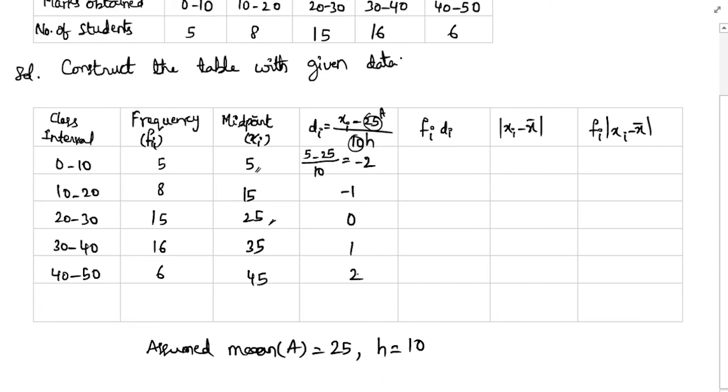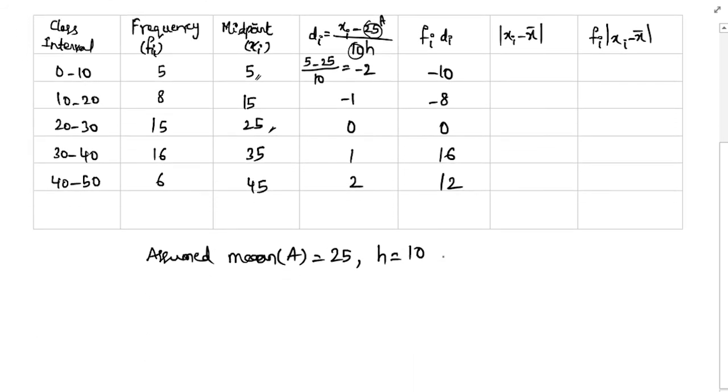Now fi into di. This 5 into minus 2, that will be minus 10. Then 8 into minus 1 is minus 8. This will be 0, this will be 16 and this will be 12. Now we have to find modulus of xi minus x bar. So for that we have to calculate x bar first, right? So we'll do that below.